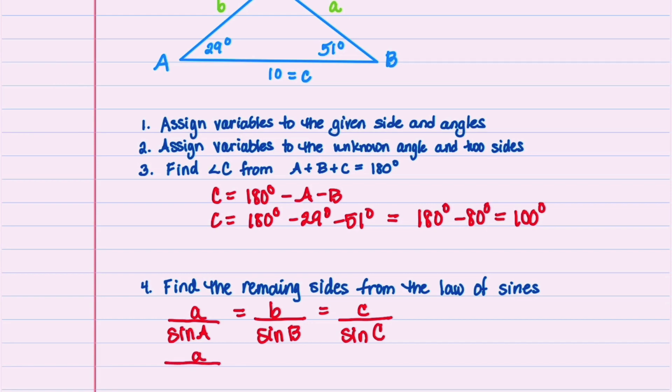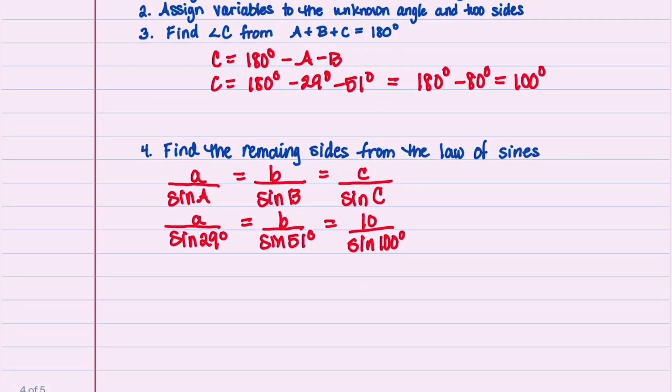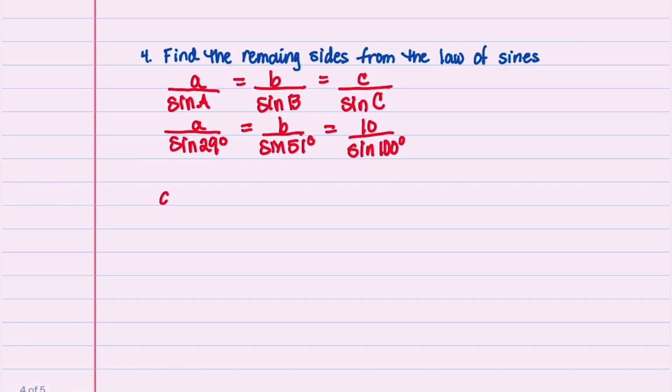A divided by the sine of A, which is 29 degrees, is equal to B divided by the sine of 51 degrees, is equal to C, which is 10, divided by the sine of angle C, which we just found to be 100. We can then solve for A.